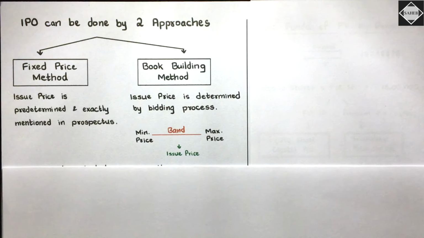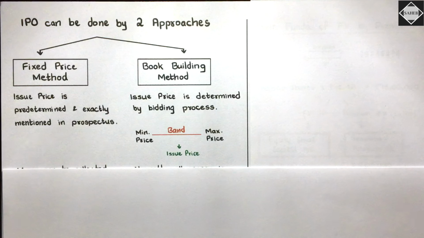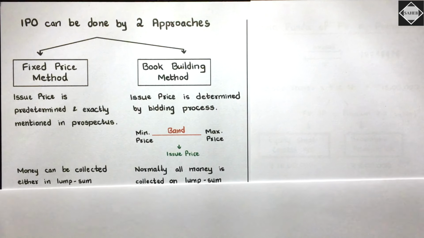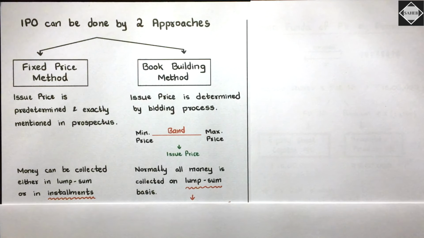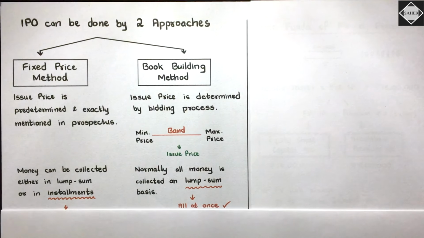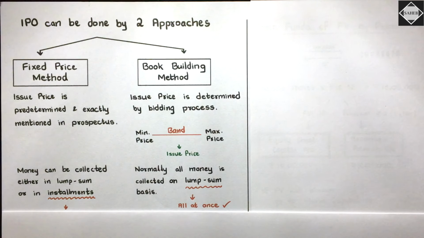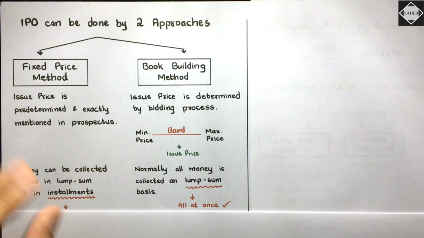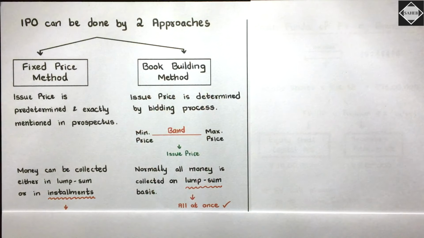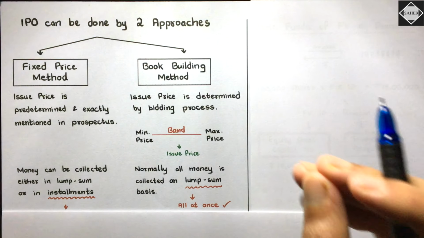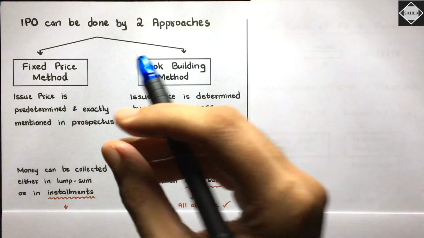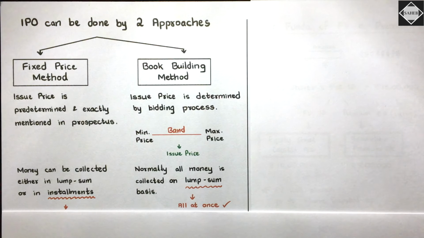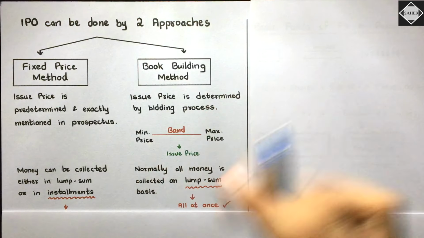Fine. And you have to understand, in the book building method currently all the money is received in the beginning only. Normally all money is collected on a lump sum basis. Lump sum means all at once. In the fixed price method previously, money used to be collected in installments, and that's what we have to study. Whenever you study any topic, you have to study its history first, then only will you understand what is happening in present life. So our main focus would be on this.